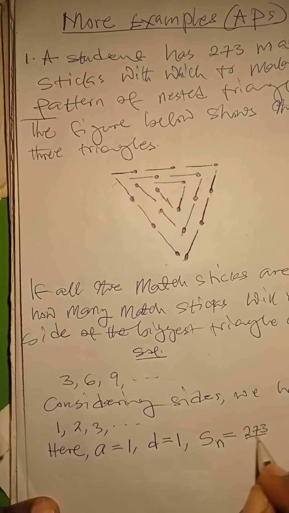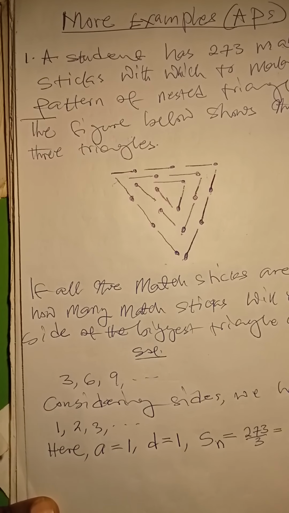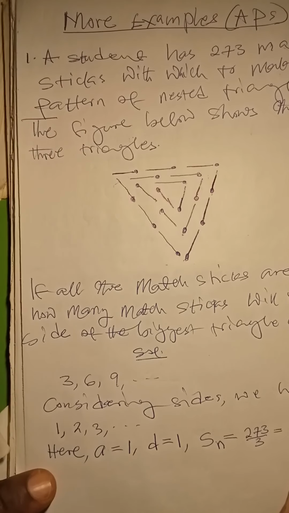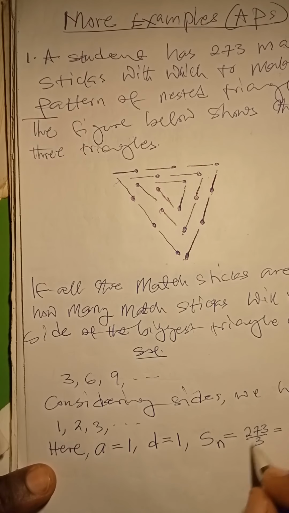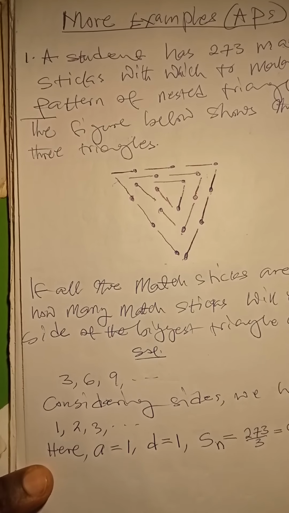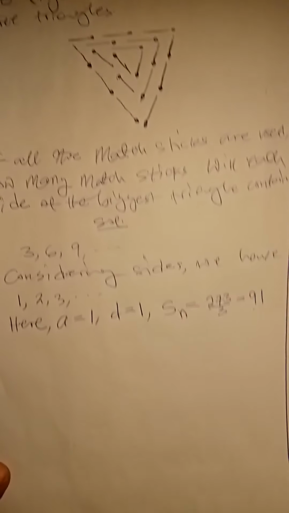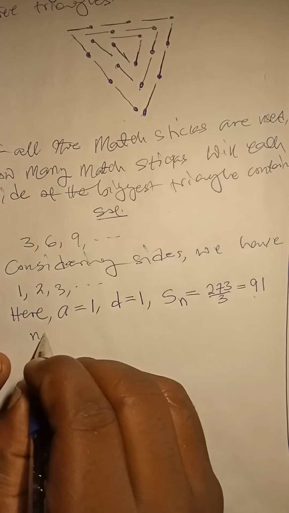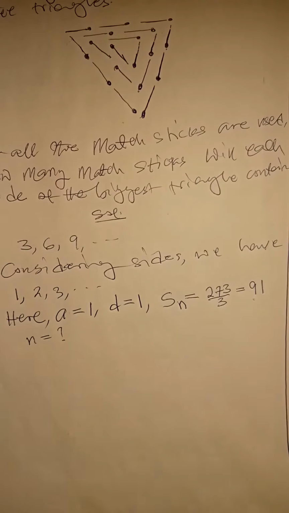Now divide by 3, because the total sum is 273, and I'm looking at only the sides. So I'm going to have 273 divided by 3, which is 91. Okay, now n is a question mark also. I do not know n.